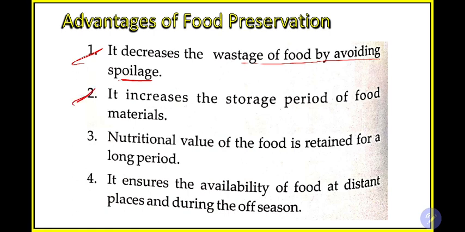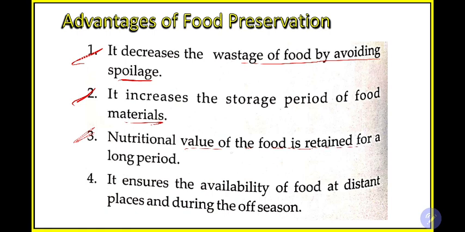Then it increases the storage period of food materials. Whenever you use preservation techniques, for example a fridge, dehydration in hot sun, or salting or sugar techniques, what happens? The food is stored for a long time. For example, in this lockdown period, going to the market every day is difficult. So if your father goes to the market today, he will bring a lot of vegetables, then you can store them in the fridge and eat for the next 5 days, isn't it? So preservation helps in storage of food.